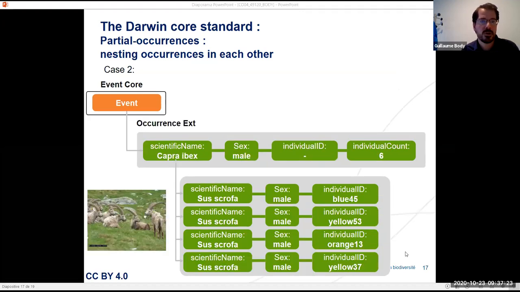It's the same for the second case, where we had 4 IDs in one group of 6. We can record the main occurrence. It's a group of 6 ibex, and they are males. And we can also record that among these 6, we have the ID of 4 individuals. And it's really easy to understand when you read the dataset.